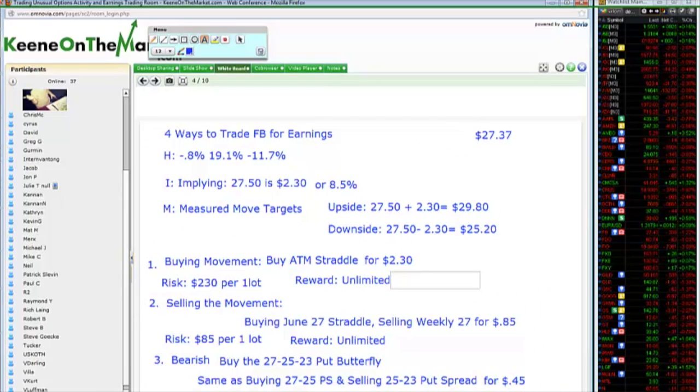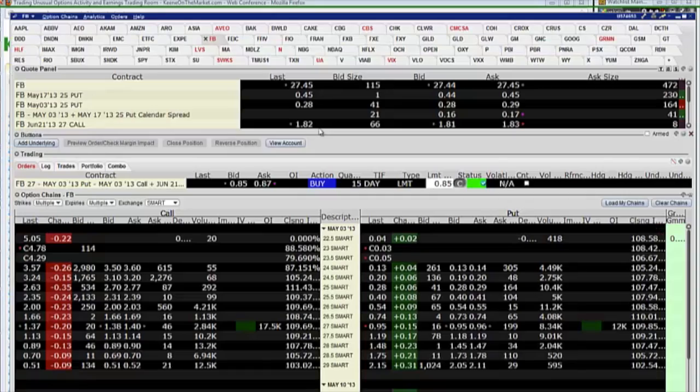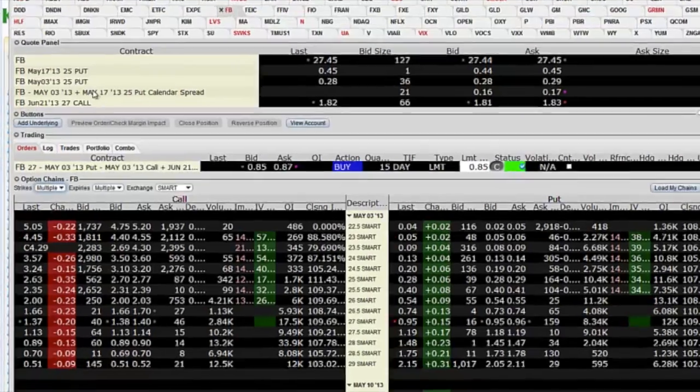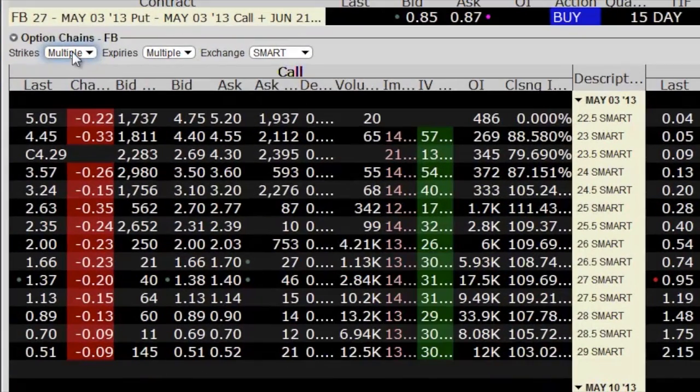Next trade for earnings, okay? If I thought the stock was going to go higher and I was bullish, I would buy the 28, 30, 32 call butterfly. If I can get this one on for like 30 cents, I probably will. So Facebook, this is the 28, 30, 32 call butterfly.